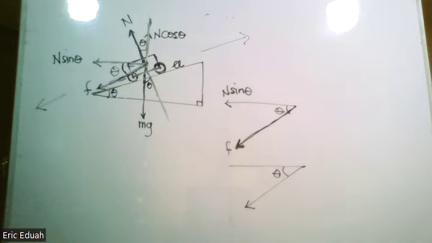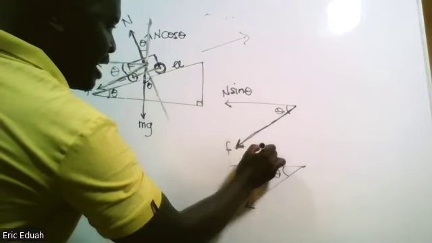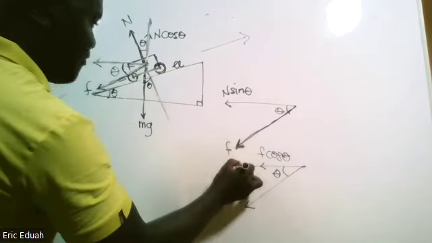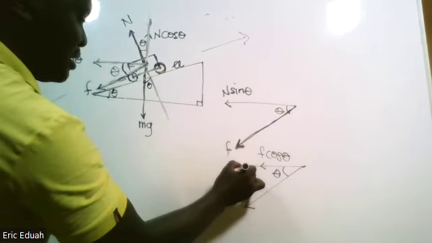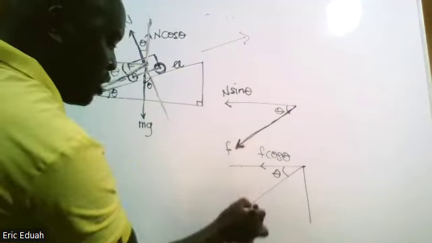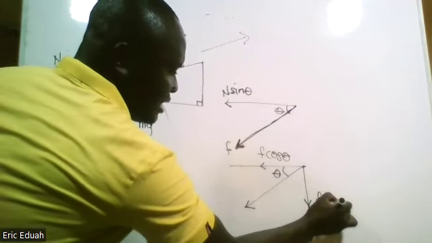Yaba, go ahead. Please, F cos theta over N sin theta. So this component will be F cos theta. And then the vertical component here, which can also be brought here. Either we draw it here or here. It would also be F sin theta.